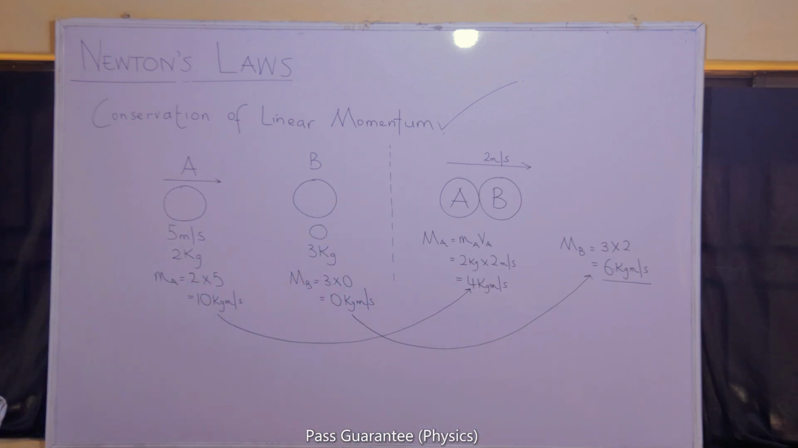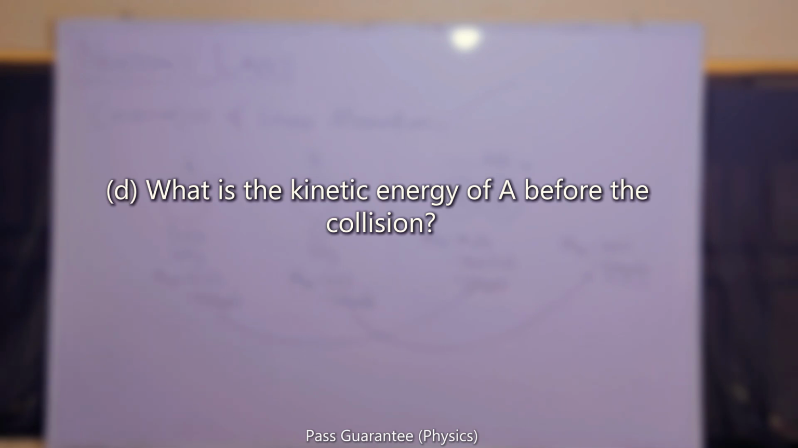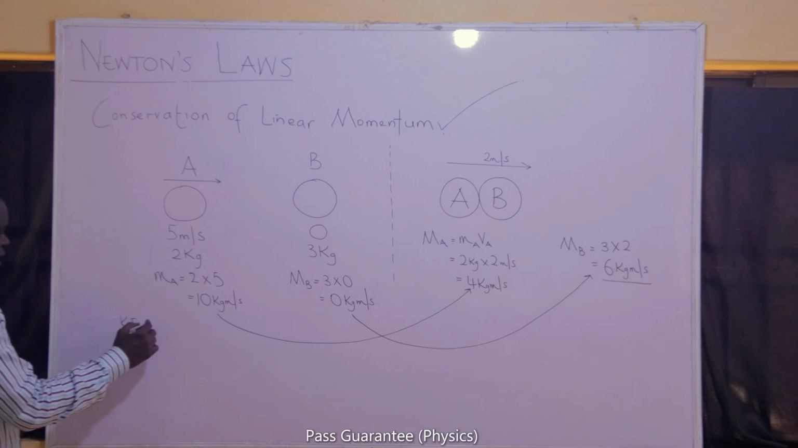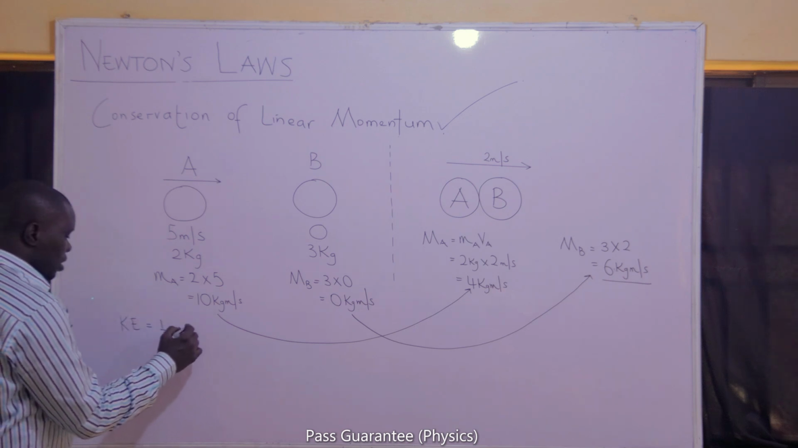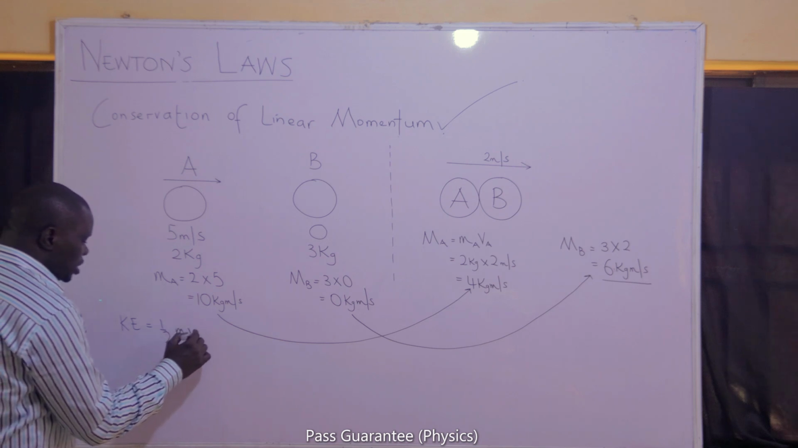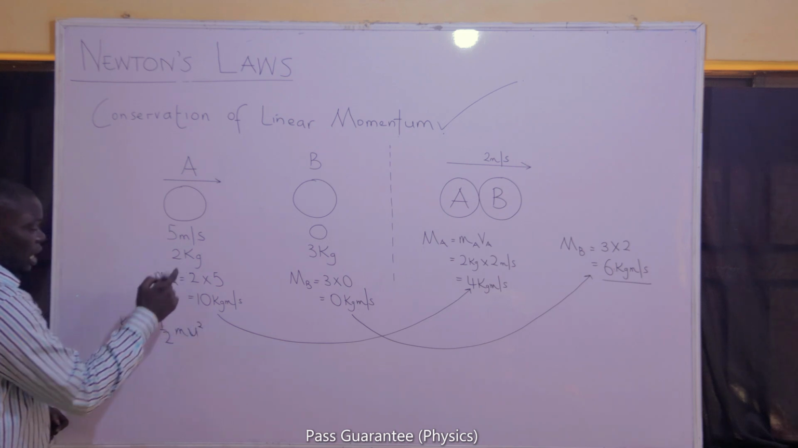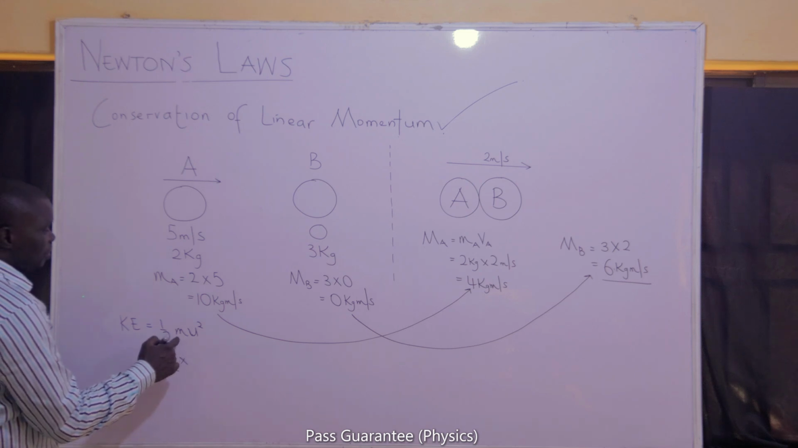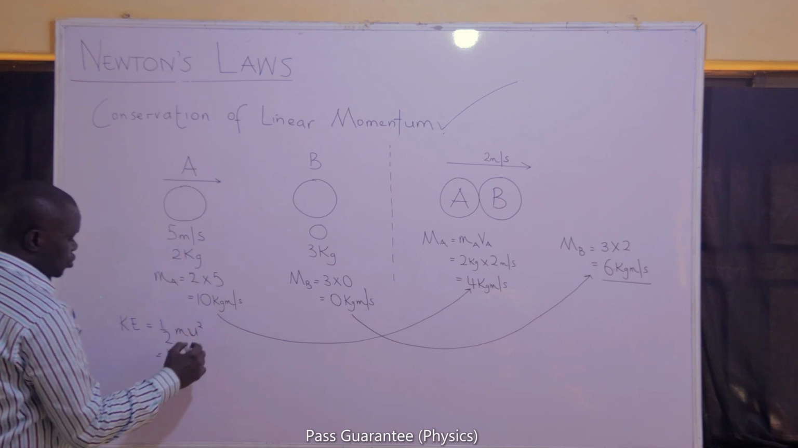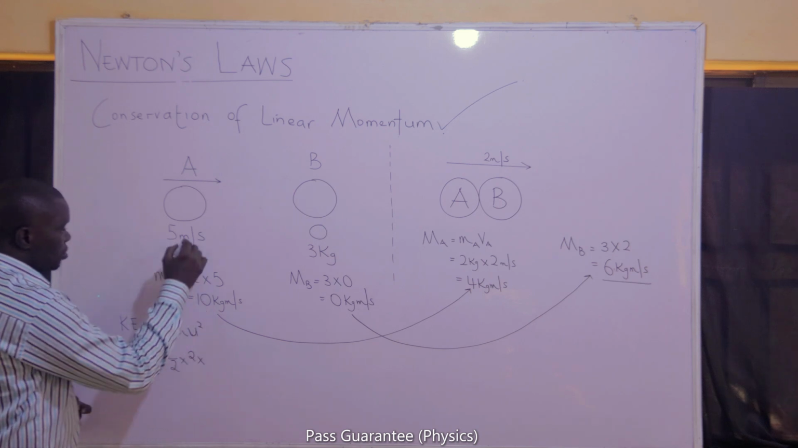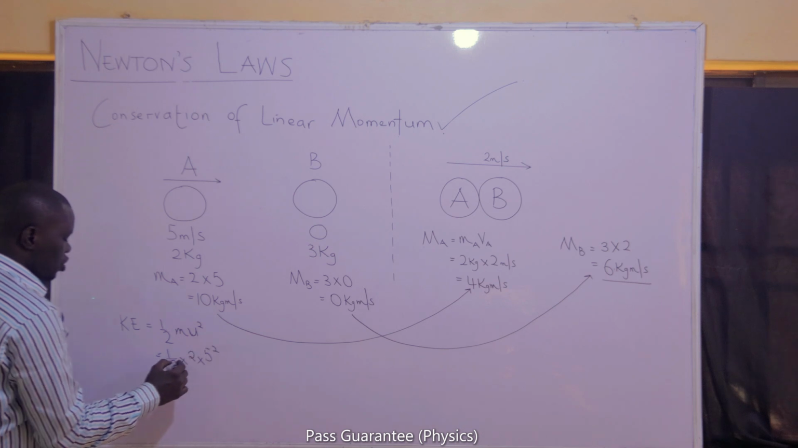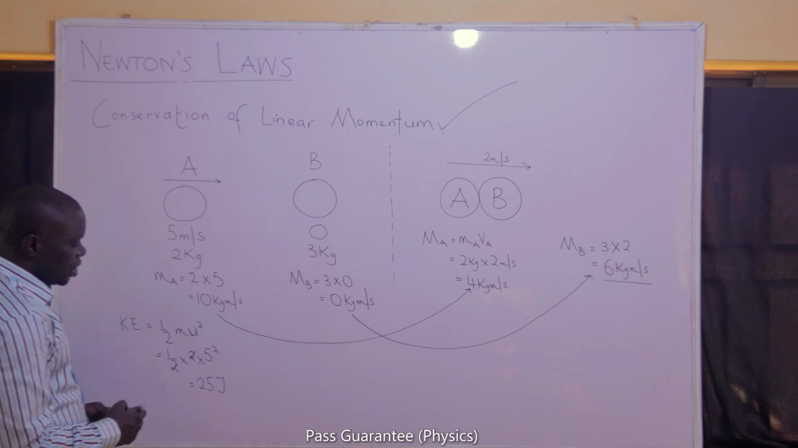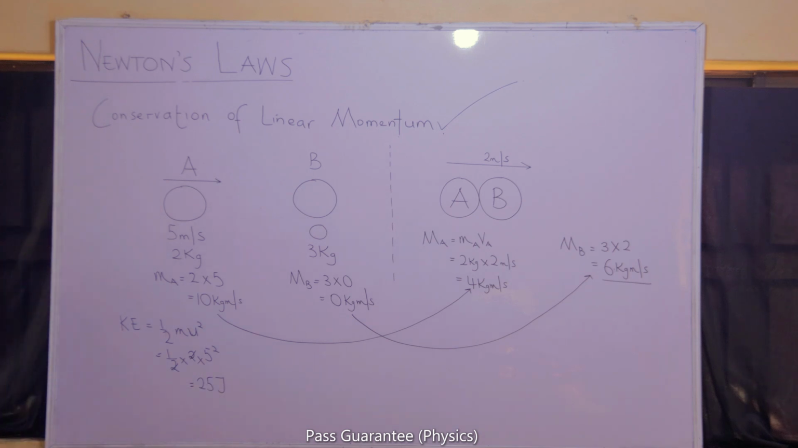We now continue. What is the kinetic energy of A before the collision? We want to find the kinetic energy of A before collision. Note that kinetic energy is half mv squared. In this case, I will use u because the initial velocity is what we have before. So that will be half multiplied by the mass, which is 2, and the velocity before is 5. I'm going to square that. 2 cancels 2. The answer is 25 joules. A had a kinetic energy of 25 joules before the collision.